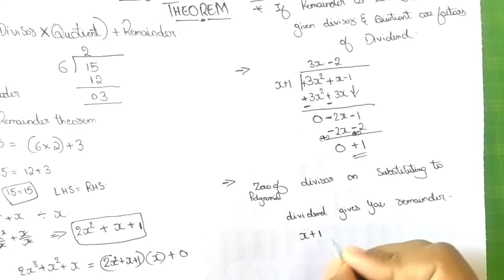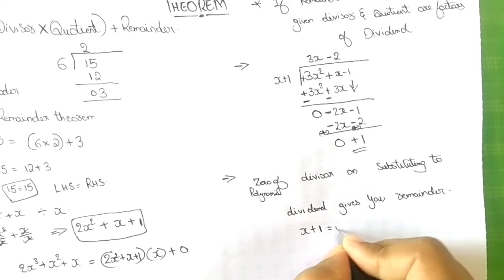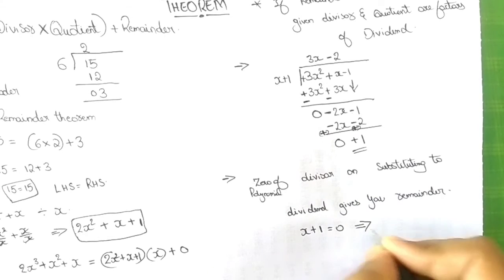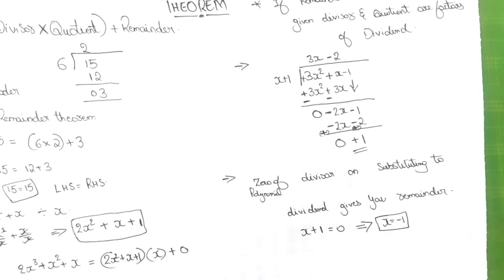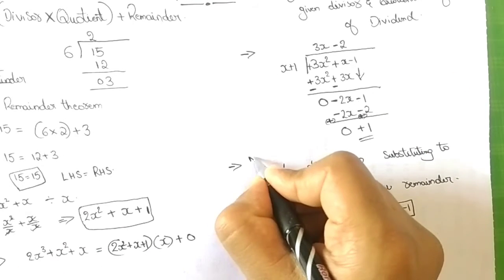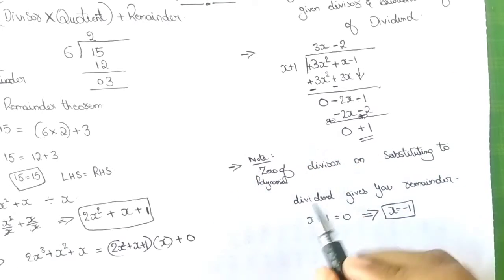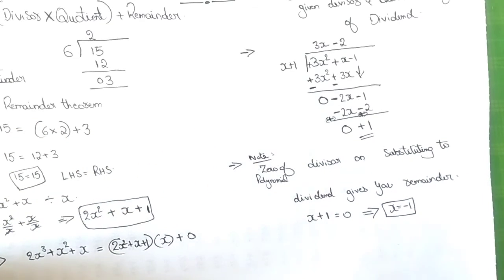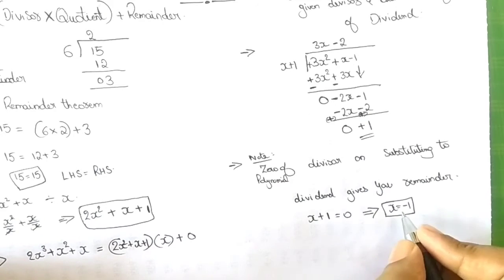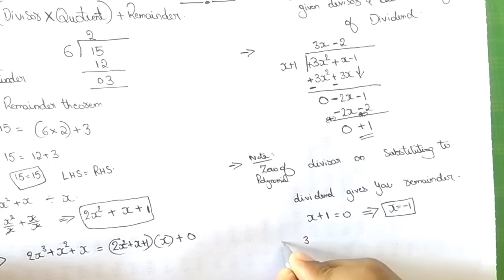x plus 1 is our divisor in the above question. Equate it to 0. This gives x is equal to minus 1. Now substitute this x in the given dividend. Please take this down, this is the remainder theorem itself. I am telling it in short. I am covering everything in a single sheet. x is equal to minus 1. Now substitute this in the given dividend.